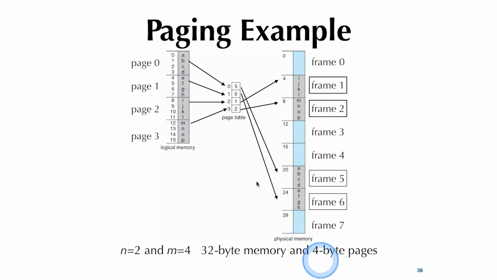And so what you do is, within the page, these are the offsets, and then the same offset within the page is used to offset from the beginning of that frame. So that's straightforward.